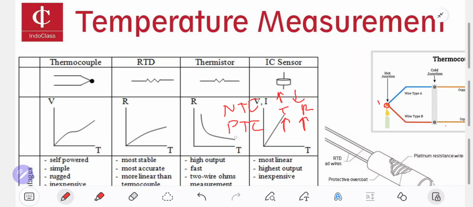In this curve, we use NTC type. If the temperature is high, the value of resistor is low. But if the temperature is cold, the value of resistor is high.